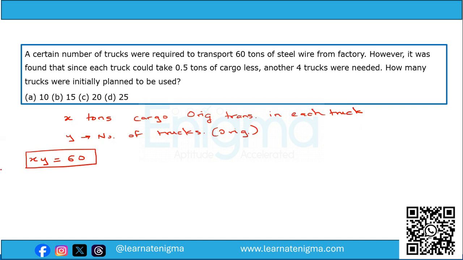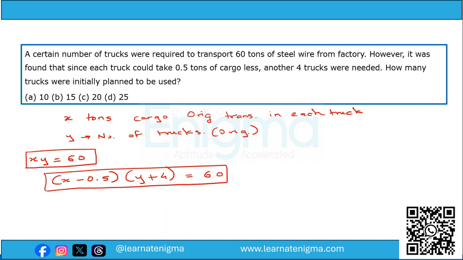But now it was realized that each truck could take only 0.5 tons of cargo less. So x was expected, but it could take only x minus 0.5 tons of cargo. And hence the number of trucks required becomes y plus 4. Now the product of these two will also be equal to 60 because eventually 60 tons was transported. So this becomes our equation.